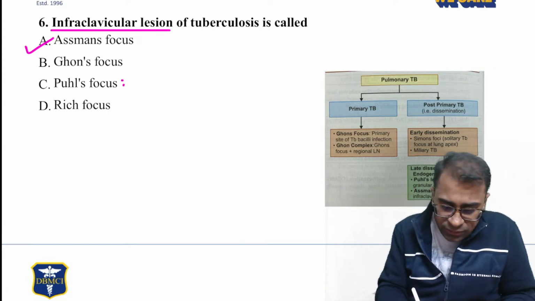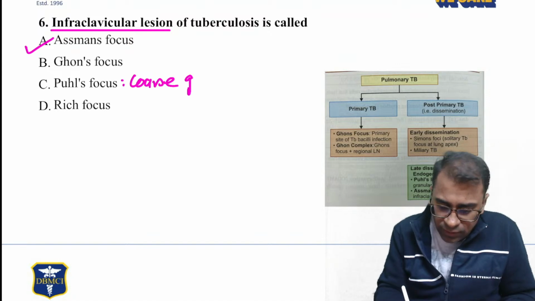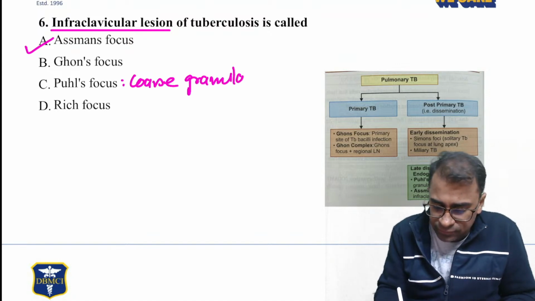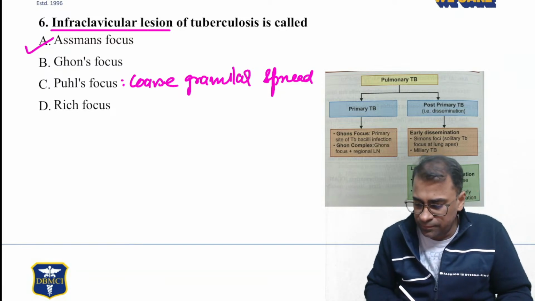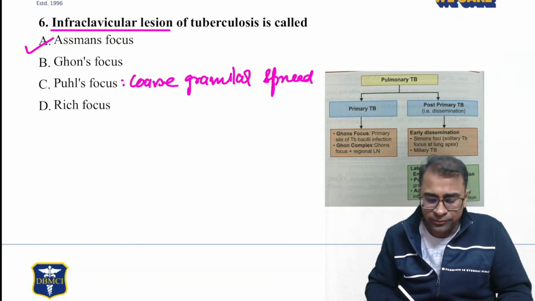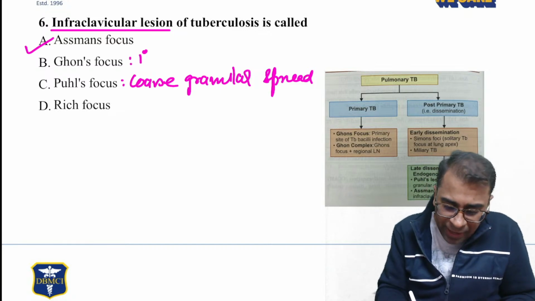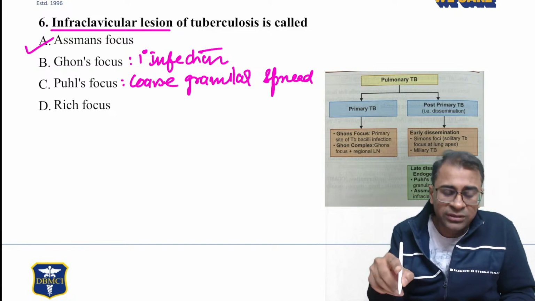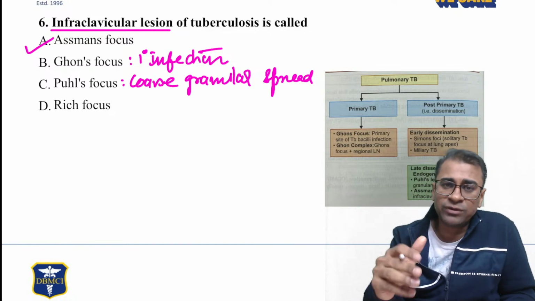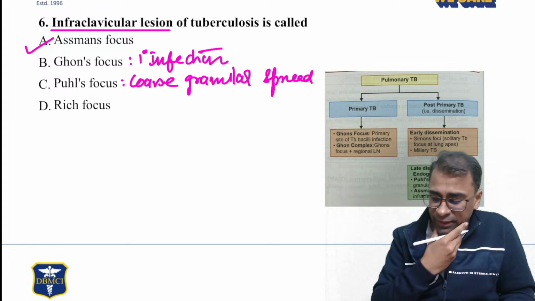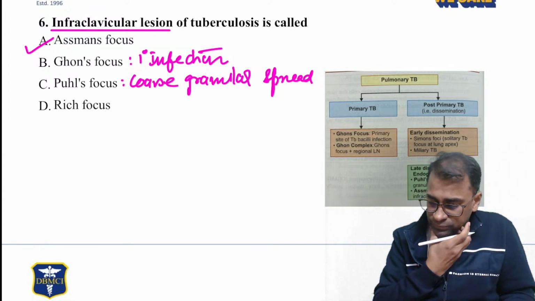Puhl lesion is a coarse granular spread. Okay? Ghon focus is the primary infection site. And along with this, if there is a lymph node also, it becomes Ghon complex.